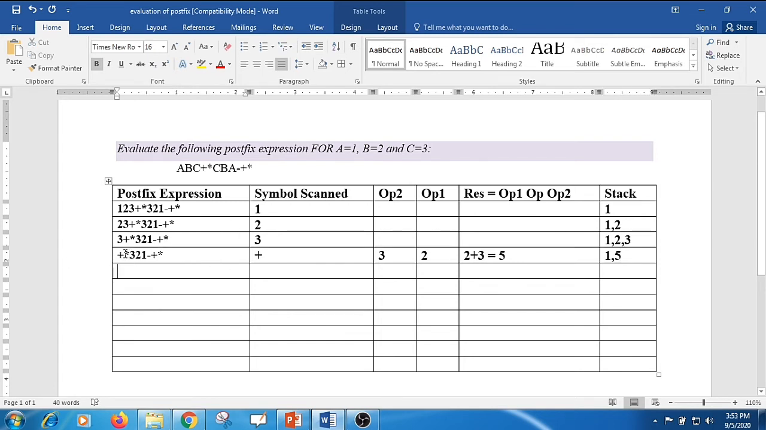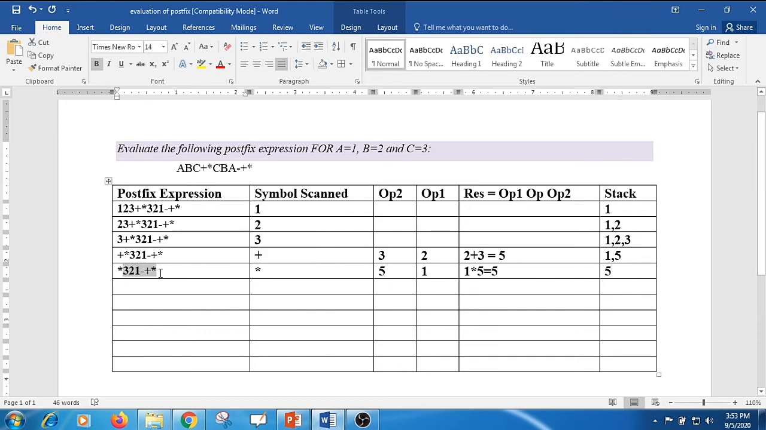Now plus is done, and we start from the next symbol, which is star. When you read a star, it is an operator. So 5 will be OP2 and 1 will be OP1, and 1 star 5 is 5. That is copied onto the stack. There was nothing left in the stack because both elements were popped into the OP2 and OP1 positions, so only the result is pushed onto the stack.